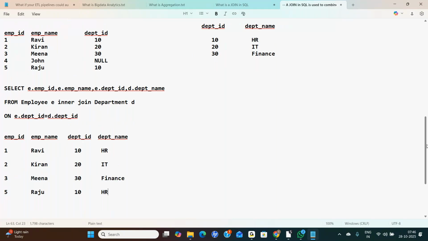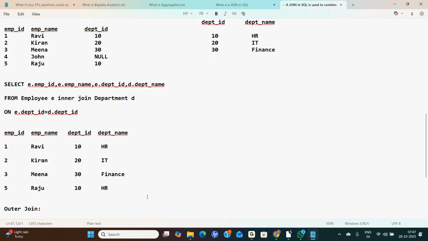Okay. So now, guys, next coming to outer join. What is an outer join? What does an outer join specify? Simple formula, remember this, just for understanding purpose I'm telling. First understand what an outer join is, then we'll discuss what the types of outer joins are.